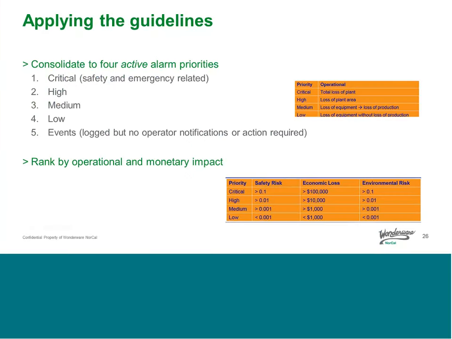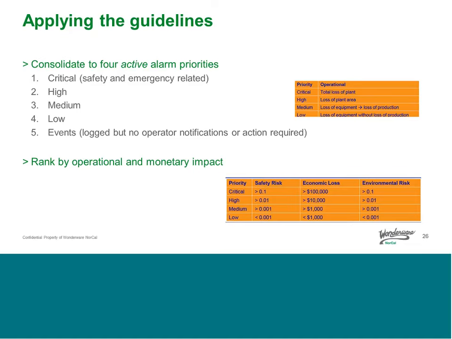And so what the experts have said is that you really only need 4 priorities of alarms: critical, high, medium, and low. So we've leveraged that. And then you also have what are called events, and events are logged, but operators don't need to be notified. For example, if an operator logs in or takes something out of auto mode and puts it in manual mode, maybe you need to log that for audit purposes, but you don't need to display that as an alarm. So events would be the 5th type of priority.